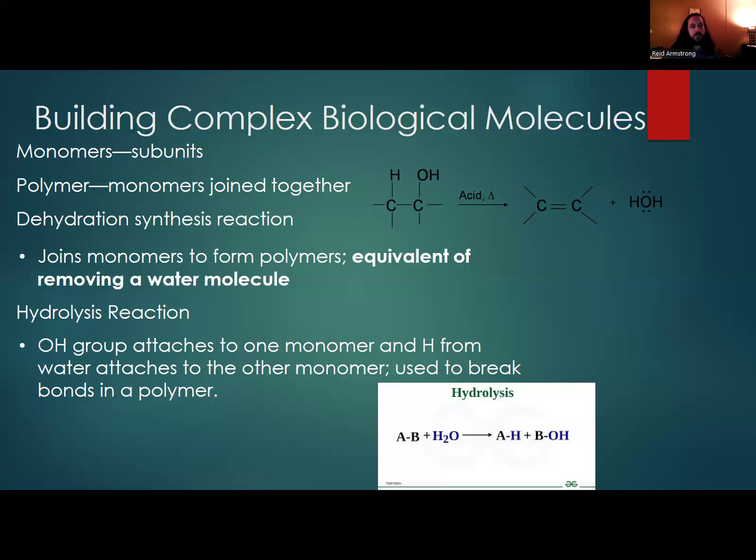So again, this is one of those where if you know the words, it makes sense. Hydro, again, is water. Lysis is to break. So this is using water to break apart a molecule, and that is exactly what it's called. So hydrolysis is adding water to a molecule to break it apart.